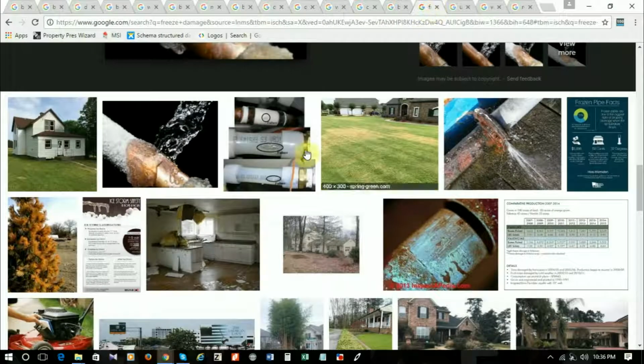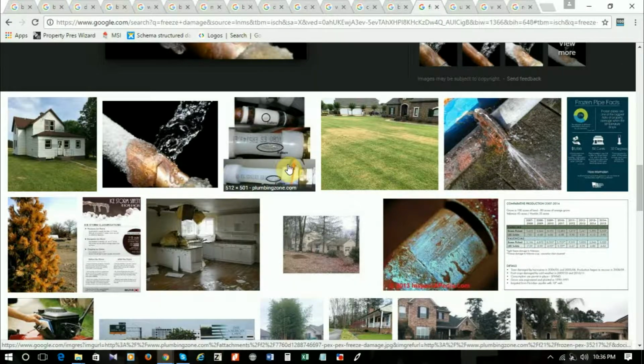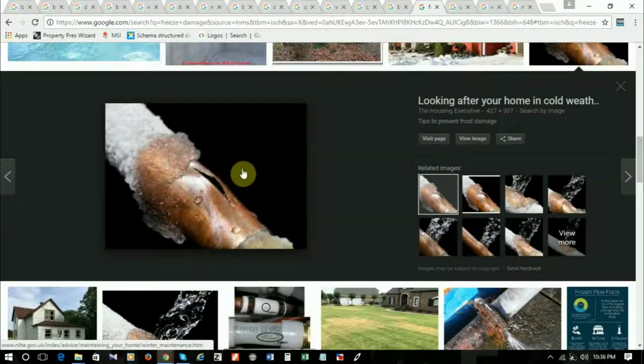Freeze damage. If properties are not winterized in the correct time, we will get back later on another post on what winterization is, but if it is not done in the correct time in winter, the plumbing system of these vacant houses may get frozen and break. That is what freeze damage is.